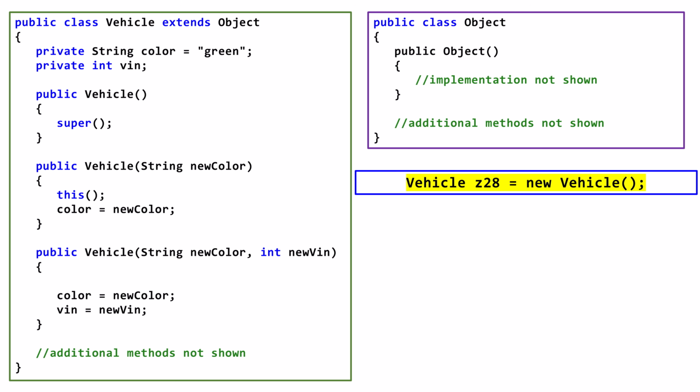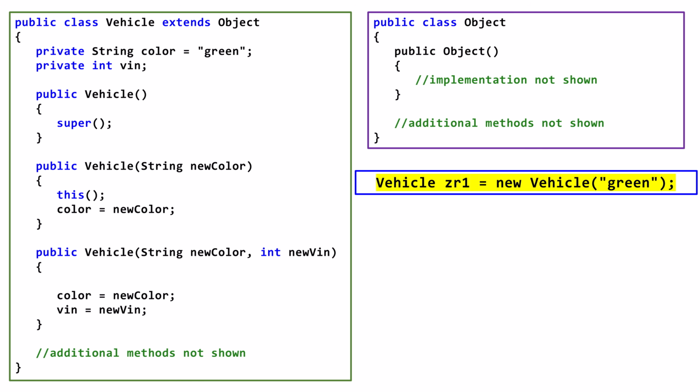Suppose that somewhere else in the program, we declared a vehicle variable and initialized it to a new vehicle object. We aren't passing any arguments, so Java looks for a constructor with no parameters. Every constructor must call a constructor in its superclass. In this context, super calls the no parameter constructor in the object class. The object class's constructor runs and sets up its portion of the new instance.